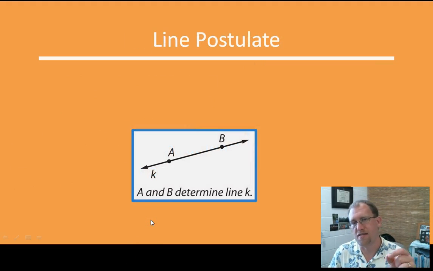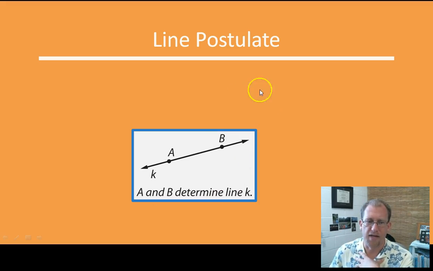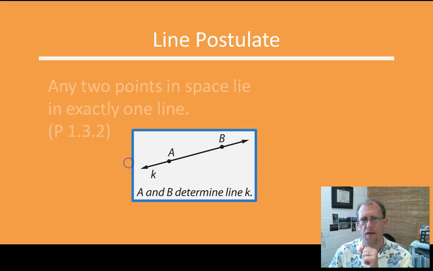Now we're going to look at each of these separately. So a line is determined by 2 points. They're just going to demonstrate each of these to you, right? A and B determine line K. Because I have 2 points, I can connect them with a straight line. So any 2 points can determine a line, okay?